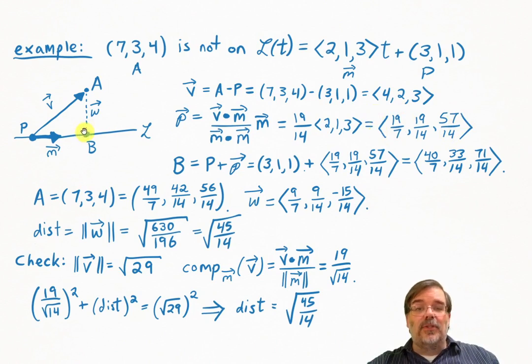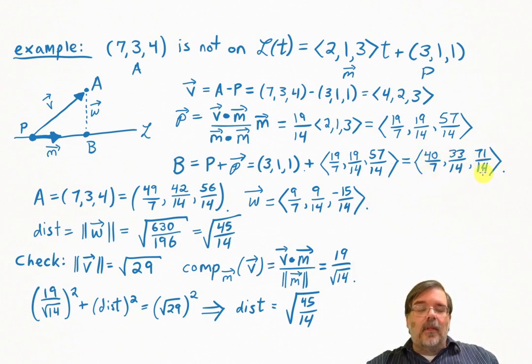Finally, to get this closest point, you're going to take your base point, 3, 1, 1, plus this projection vector, 19 over 7, 19 over 14, 57 over 14. You're going to need to do some common denominators. But when you're done, hey, you get this base point. Now, this should probably be written with parentheses, since I'm thinking of it as a point rather than a vector. But that's your closest point, right there.